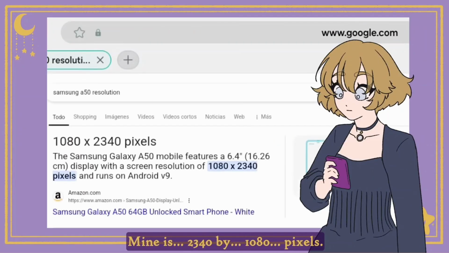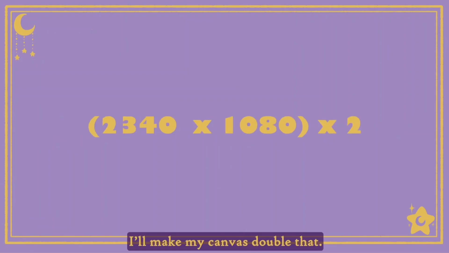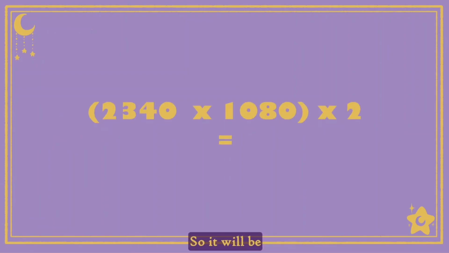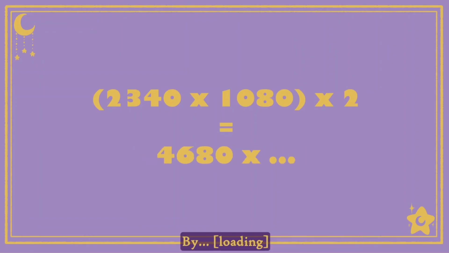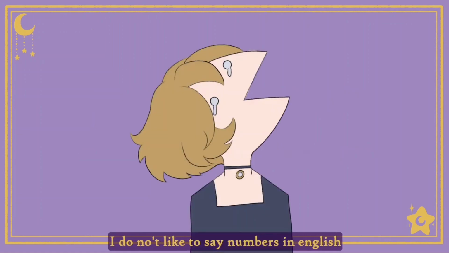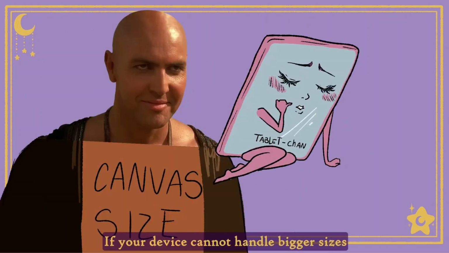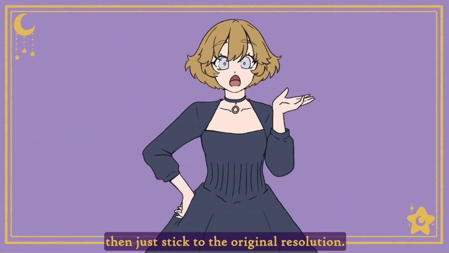Mine is 2340 by 1080 pixels. Since I want crisp lines, I'll make my canvas double that. So now it will be 4680 by 2160 pixels. I do not like to say numbers in English. If your device cannot handle bigger sizes and doesn't let you work comfortably, then just stick to the original resolution.